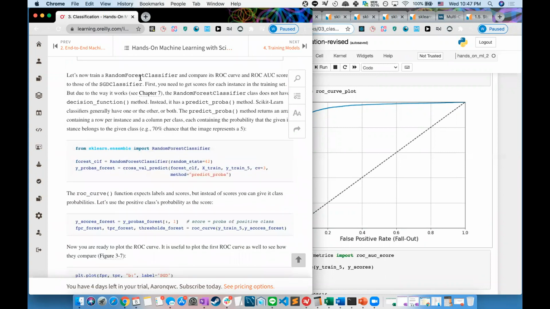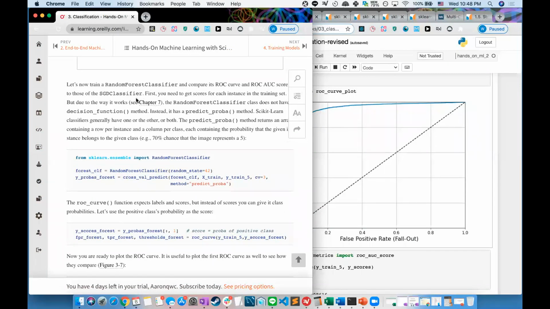Let's now train a random forest classifier and compare its ROC curve and ROC AUC score to those of the SGD classifier. First, you need to get scores for each instance in the training set, but due to the way it works, the random forest classifier class does not have a decision function method. Instead, it has a predict proba method. Scikit-learn classifiers generally have one or the other or both. And we tried this, right? The SGD classifier with SVM doesn't have this.